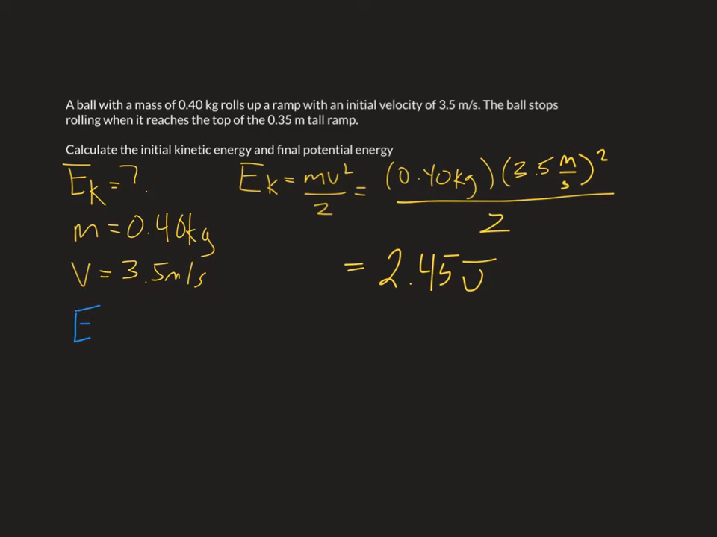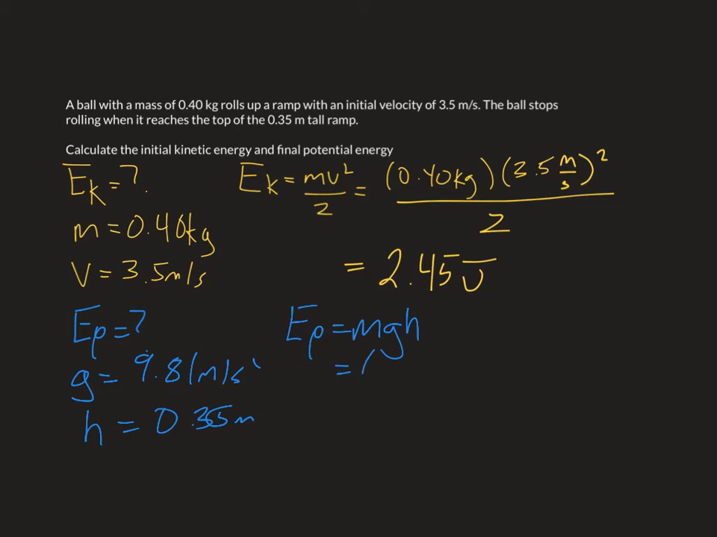Perfect. All right, so now we want to calculate the potential energy that this thing ends up with. So the potential energy is what we're trying to find. We still know the mass, it's still 0.40 kilograms. We know that the gravity is always 9.81 meters per second squared. And we know that the height, in this case, is 0.35 meters. So as we try and find our potential energy, we're going to go EP is equal to mass times gravity times height, which in this case is 0.40 kilograms times 9.81 meters per second squared times 0.35 meters.